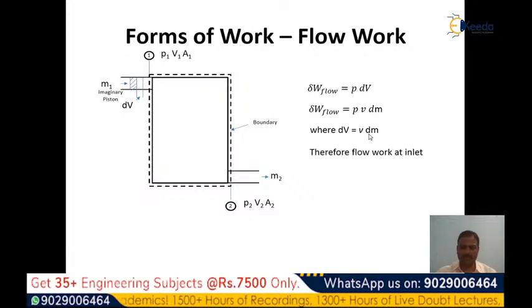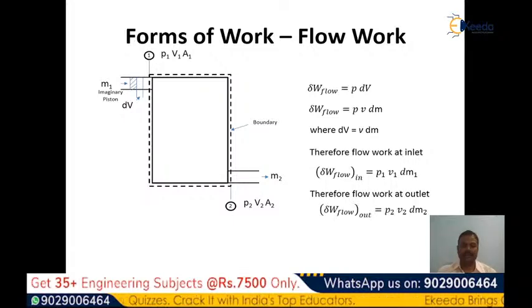So after that the flow work at inlet is given by delta W flow in equal to P1 v1 dm1, and at exit it is given by P2 v2 dm2. It is the product of pressure, specific volume, and mass flow rate at exit. So this is about flow work. These are the important forms of work that we have more popularly seen.